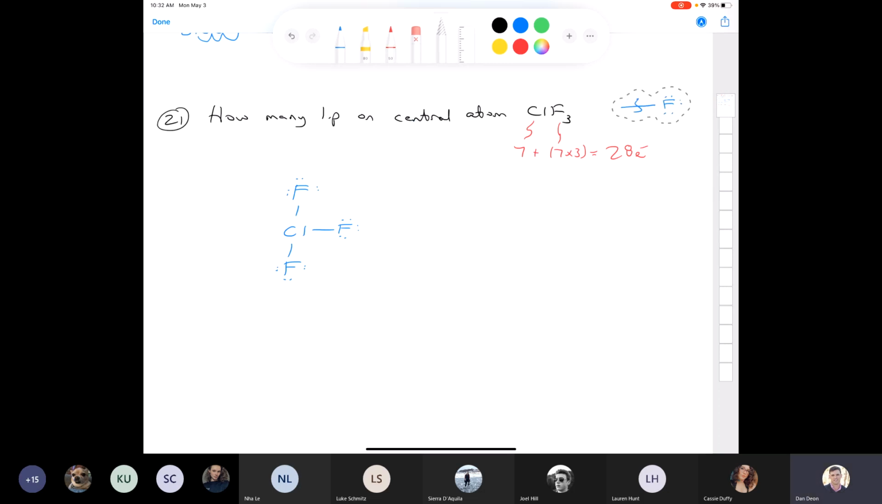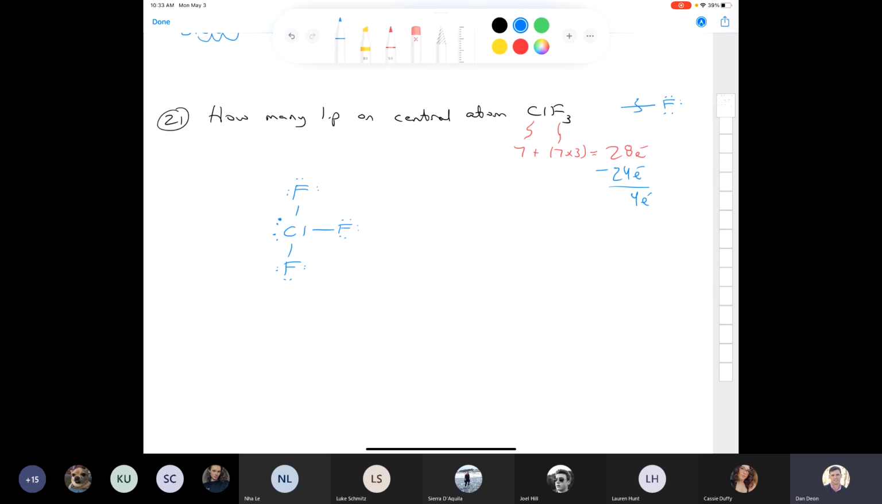Now, how many electrons have we used up thus far? We've used up 8 times 1, 2, 3. That gives us a total of 24 valence electrons. If you take 28, subtract 24, that gives us 4 valence electrons left over. Where are they going to go? They're going to go on the central atom. They're going to go on the chlorine, like that.